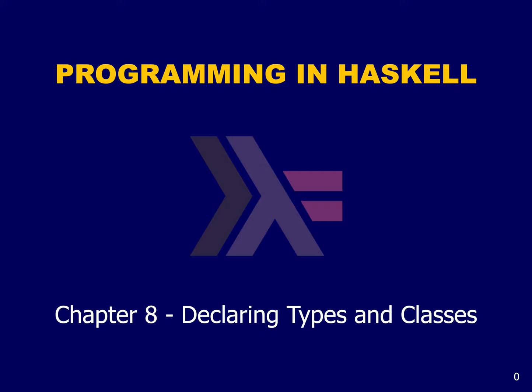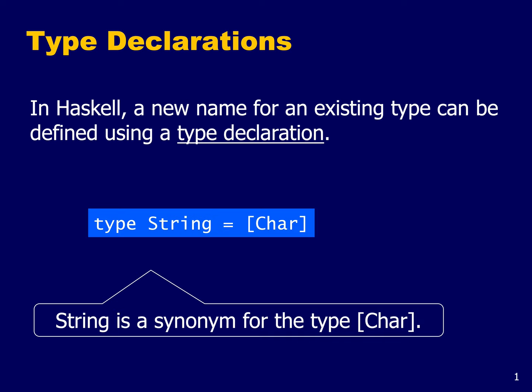We're going to be looking at Chapter 8, which is on declaring types and classes. The background to this is that so far in the course, we've only been using built-in types. So today we're going to see how you can declare your own types as well. I'm going to introduce you first to one of the two new ways for declaring a new type in Haskell. There's the type declaration mechanism and there's the data declaration mechanism.